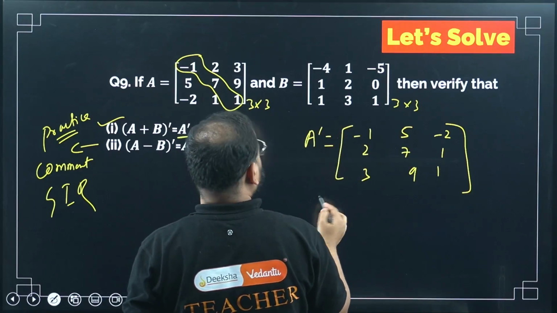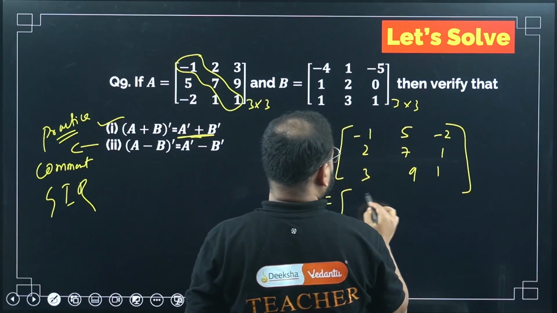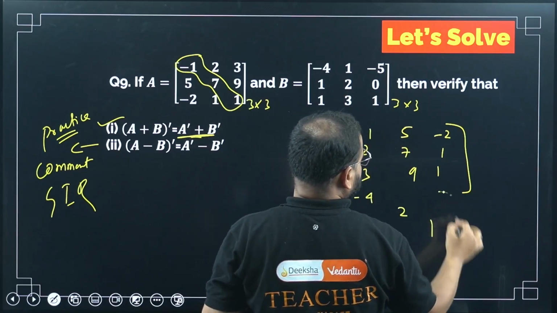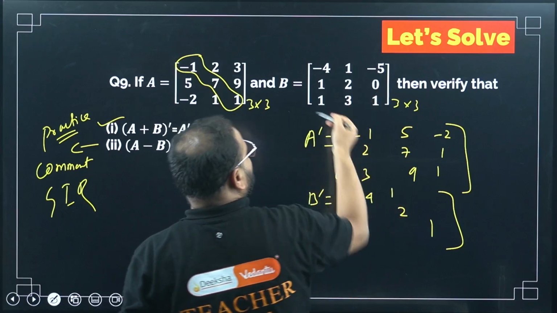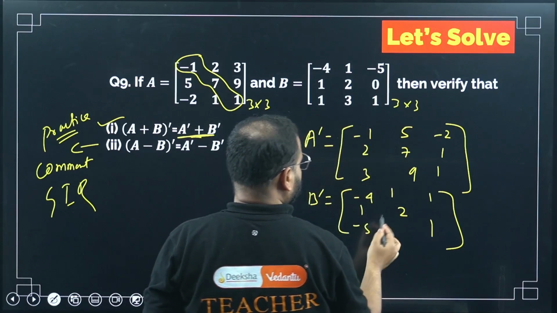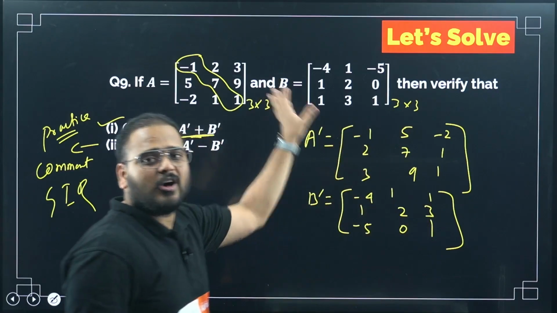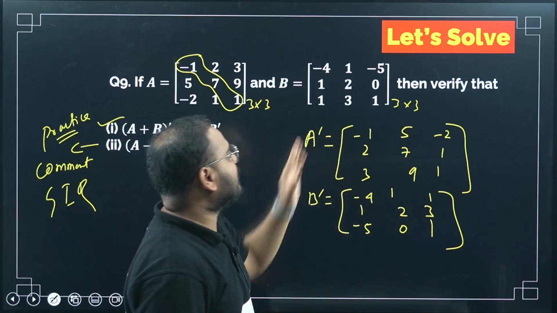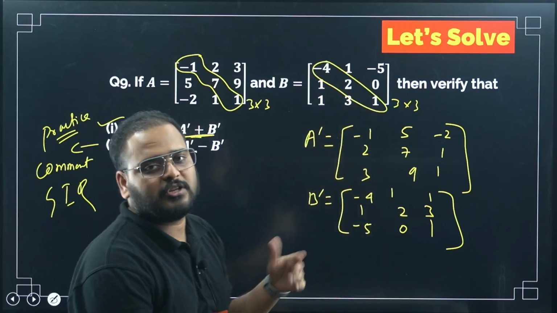Check here my B transpose also. B transpose will be what? Quickly. Minus 4, 2, 1 will remain as it is. 1 and 1, so no change anyway. Minus 5 and 1, so this will become 1 and this will become minus 5. 3 will go there, 0 will come here. So 0 here and 3 here. Just interchange across. Think of this as a mirror, and across the mirror take the mirror images. That is a transpose.